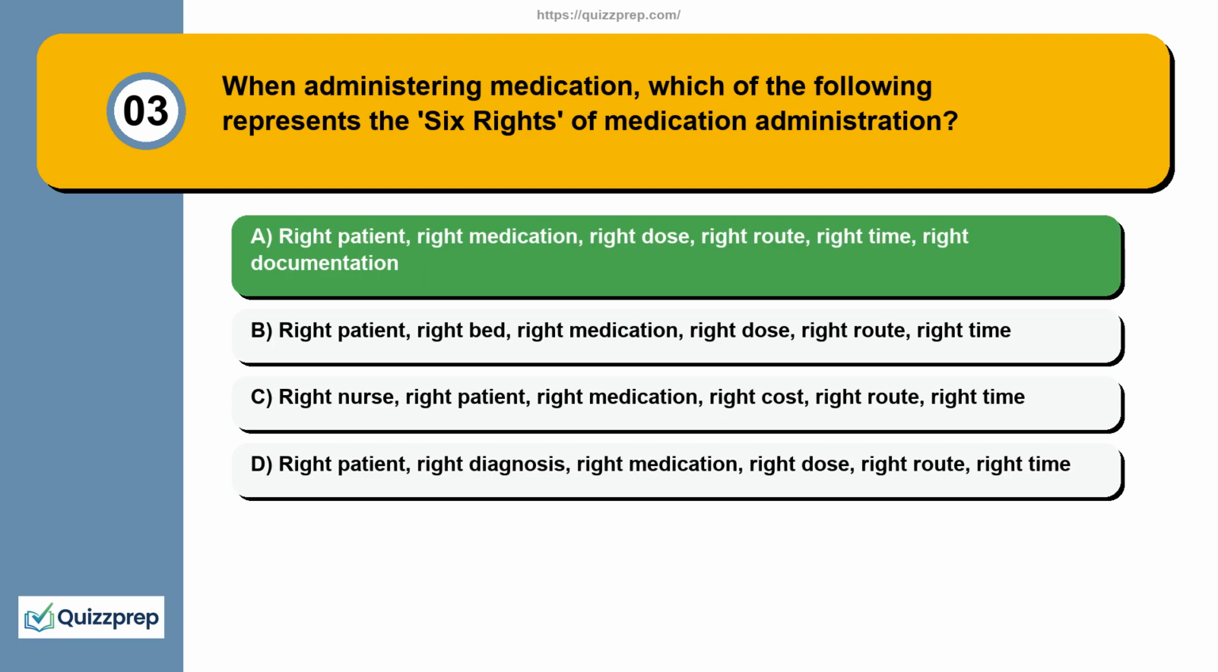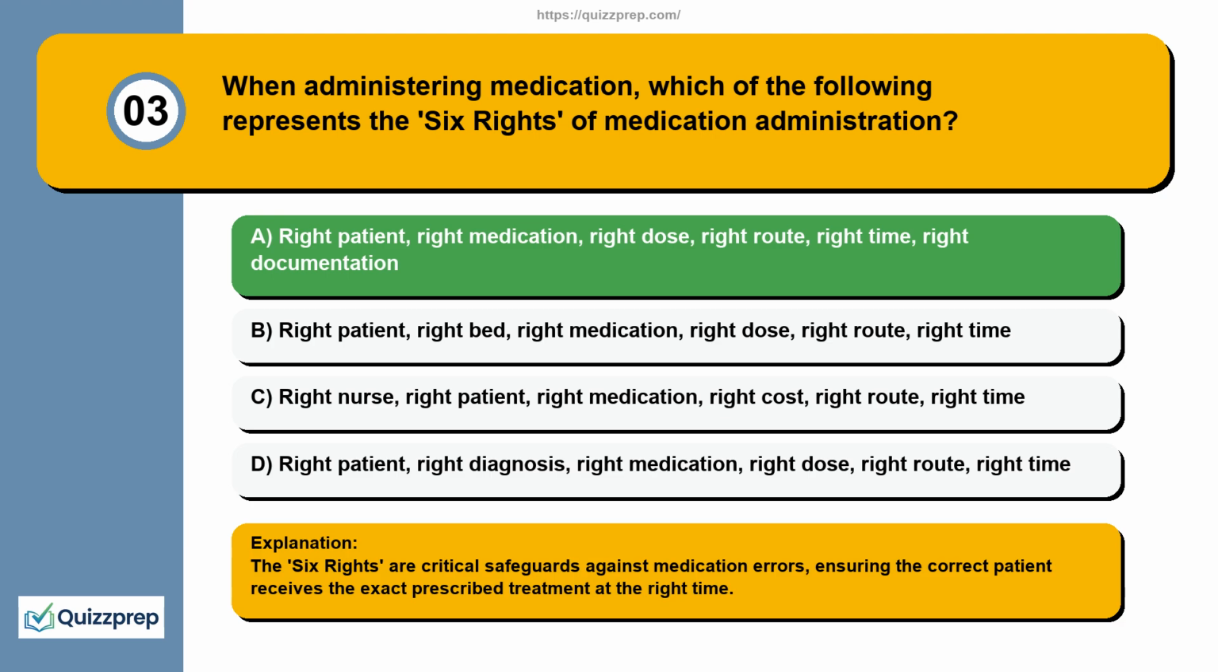Right patient, right medication, right dose, right route, right time, right documentation. Explanation. The 6 rights are critical safeguards against medication errors, ensuring the correct patient receives the exact prescribed treatment at the right time.